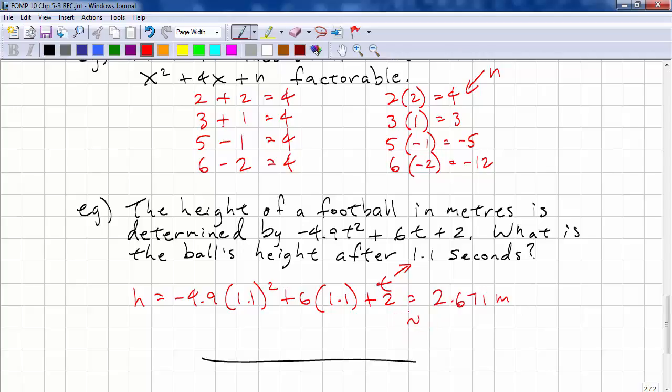However, going back to our first and second chapter, we want to ask the question, what is a reasonable number of digits to use? In the question, we're only using 2 digits here, 2 digits here, 1 digit, 1 digit. So our answer should not be more than 2 digits. So we should round this off to 2.7 meters. And that completes this lesson.